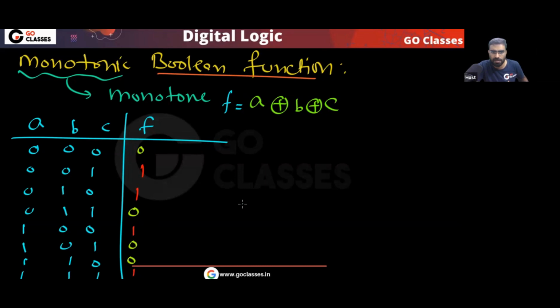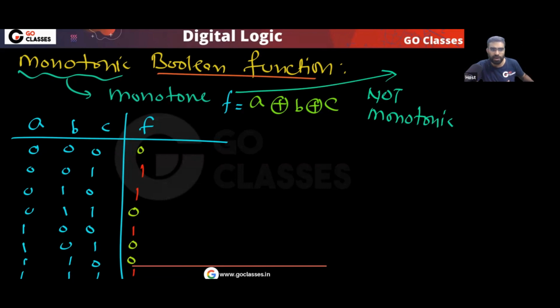This function. Look at this row. Tell me for which combination this function is not monotonic. Give me the violating combination. Yes, the violating combination is 0, 1, 0 and 1, 1, 0.